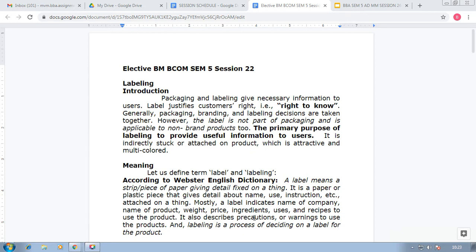Label is just a label, but when you talk about labeling, it is a process of deciding a label for the product.